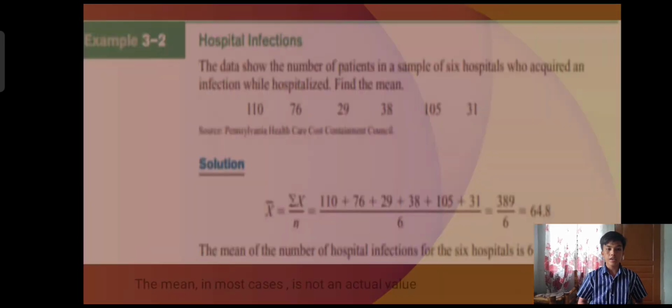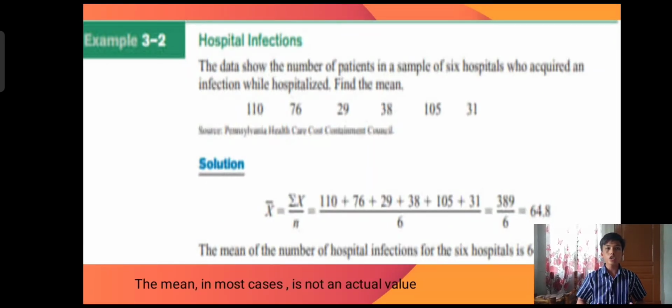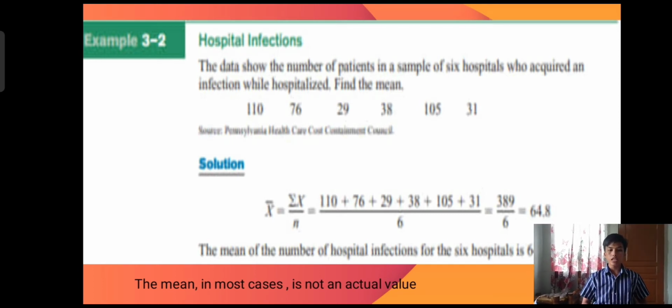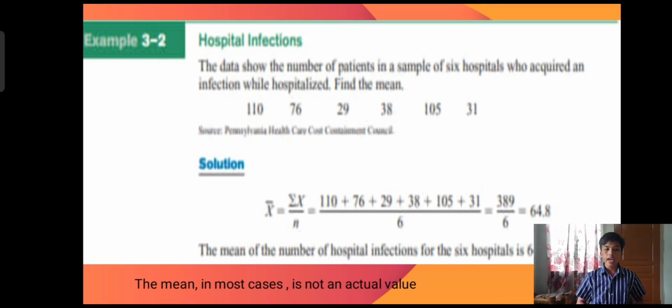Example 3.3-2 is the hospital infections. The data show the number of patients in a sample of 6 hospitals who acquired an infection while hospitalized. Find the mean. The data set is 110, 76, 29, 38, 105, 31. First, the formula that we use is the sample mean, x bar equals the summation of x over small n. Add all the data and divide by 6.